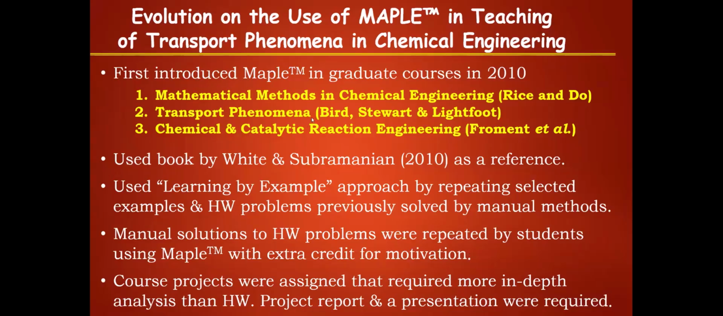Okay, how do we get into doing this? Well, we first introduced it in our graduate courses about 15 or so years ago, shown there in the mathematical methods course and the reaction engineering course. And we referred to a nice book written by White and Subgroup as a reference. The approach that we used was learning by example. We started out with simpler problems and then worked our way through it. What we did first, though, was solve those problems using manual methods. Once the solution was developed by a manual method, students saw the labor involved.